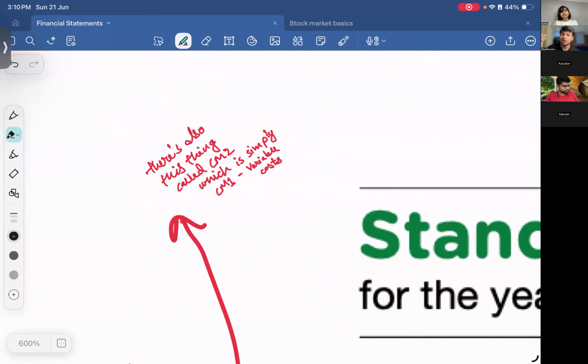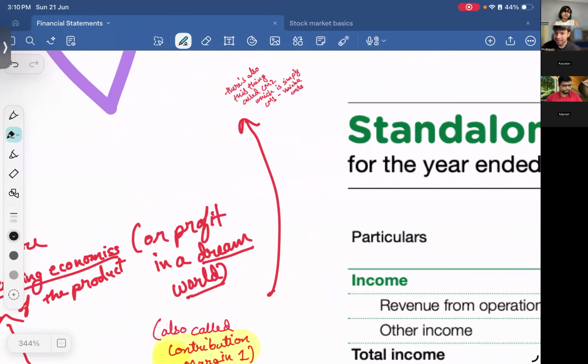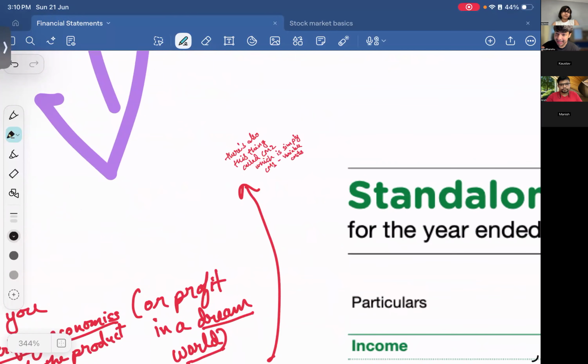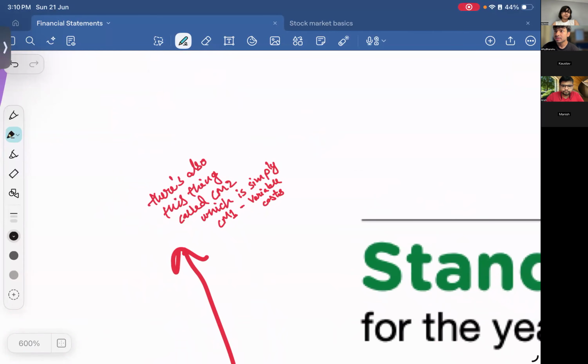The reason it's called contribution margin is because it's the money that you can contribute to recovering your fixed costs. So we already know CM1 is basically your gross profit or profit in a dream world, simply by subtracting the cost of goods sold. That is CM1. For CM2, you just subtract all the variable costs, which is exactly what I've written here. You simply subtract all the variable costs. What are variable costs? Anything variable, electricity bill, it varies from month to month. Your employee cost could be considered variable, etc. Right? But then there are also fixed costs.